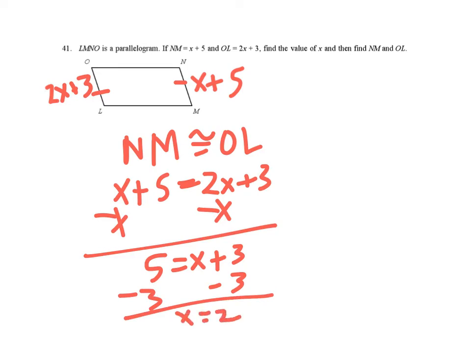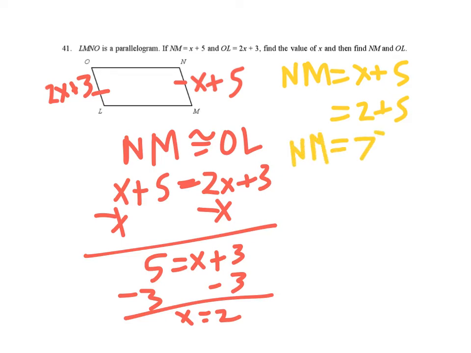They want to know what NM and OL equal. Remember, those two are the same, so you really only need to plug it in once. NM equals x plus 5, which is 2 plus 5, which equals 7. So that's one of my answers. And then let's just double check our other one.